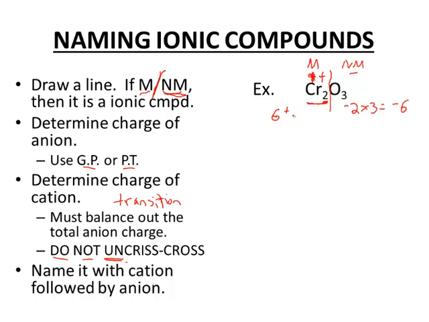So if we have 2 chromiums, if each one is going to donate the same amount of charge to get to our plus 6, 6 divided by 2 means that each one needs to be a plus 3. So this is the part that we want to look into: the plus charge must equal the minus charge. Oxygen, our anion, always has to be minus 2, so it gives us that minus 6 charge. Chromium needs to be plus 6 to balance, so with 2 chromiums, 6 divided by 2 gives us plus 3.